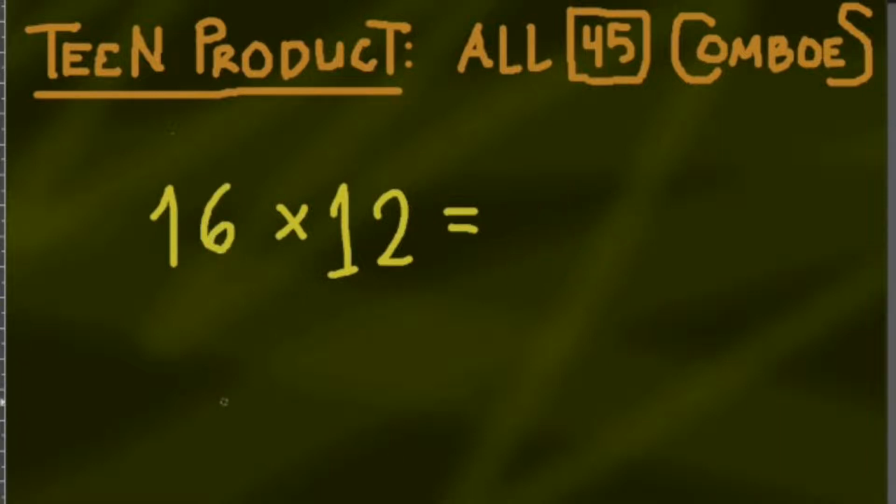16 times 12. Again, we'll just go to 6 times 2 first, so it's 2 with carry of 1, and 16 plus 2 is 18. 18 plus 1 is 19. So 192. 17 times 12, well, you know the pattern: last digit 4. 17 plus 2 is 19. 19 plus 1 is 20. So 204.